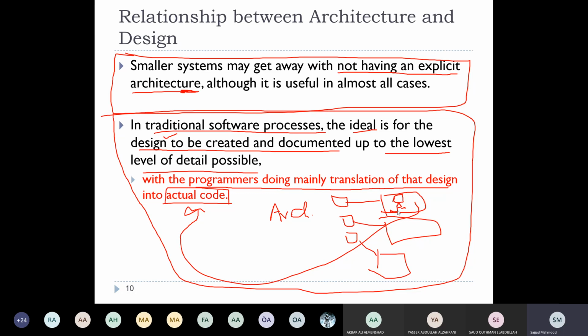First, my question to you guys: are you able to now visualize with me that your design is impacted by your process? Yeah, no, it's clear. Good, alhamdulillah. And regardless of which process you're using, you will still have architecture and you will still have detailed design, okay?